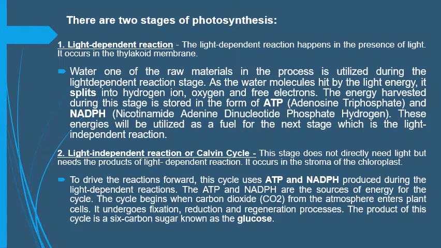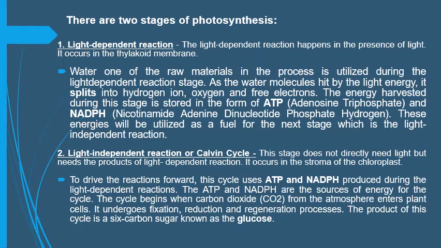There are two stages of photosynthesis: 1. Light-dependent reaction, and 2. Light-independent reaction or Calvin cycle. Light-dependent reaction happens in the presence of light. It occurs in the thylakoid membrane. Water, one of the raw materials in the process, is utilized during the light-dependent reaction stage. As the water molecules are heated by the light energy, they split into hydrogen ions, oxygen, and free electrons.